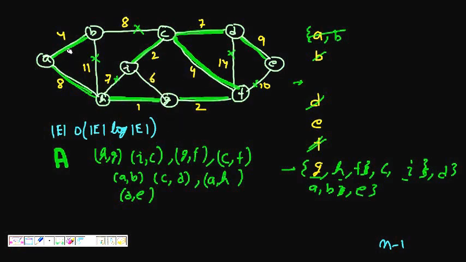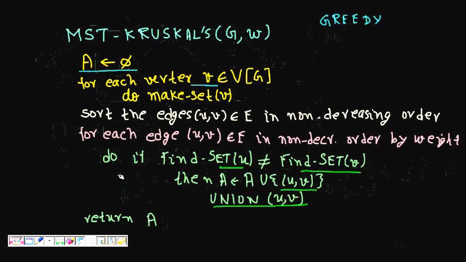So in our minimum spanning tree, how many edges are there? 1 2 3 4 5 6 7 8. So 8 edges are there, and 8 edges should be there for 9 nodes. Okay, so this forms the tree. Now let's look at the code a little bit.